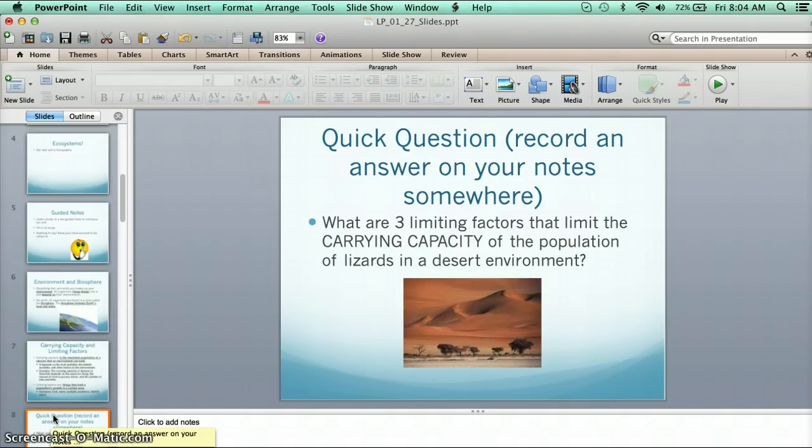Okay, so a quick question about this. What are 3 limiting factors that limit the carrying capacity of the population of lizards in a desert environment? I want you to just write these down somewhere on the side of your note. 3 things that could limit the total population of lizards in a desert environment. Take 2 minutes to come up with a few limiting factors.